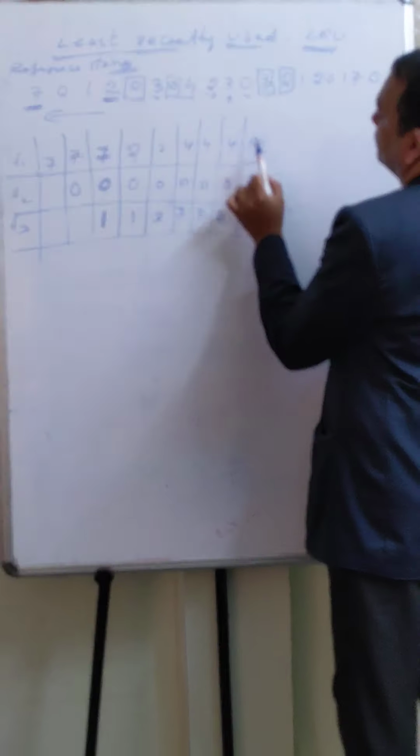This is also done. 0 is there, 1 is there. So please find out how many page faults occurred. 1, 2, 3, 4, 5, 6, 7, 8, 9, 10, 11, 12. The page faults is equal to 12.